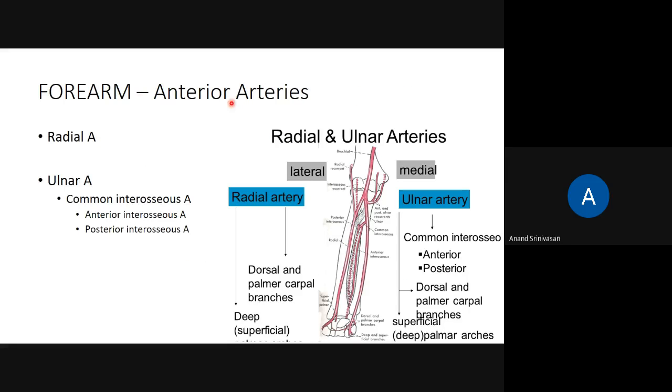The arteries present in the anterior compartment, we have already seen, are the radial artery and the ulnar artery. The ulnar artery divides into the common interosseous artery, which divides into the anterior and posterior interosseous arteries.